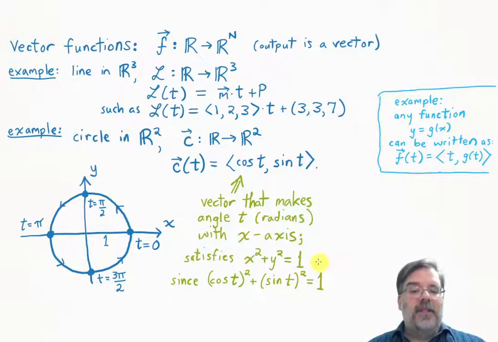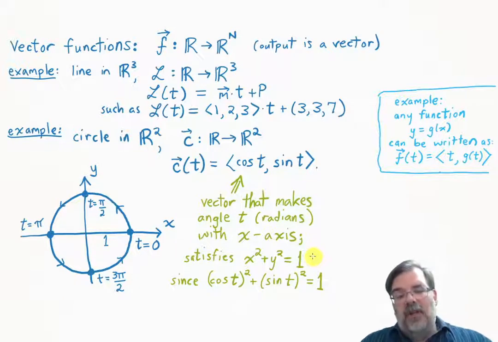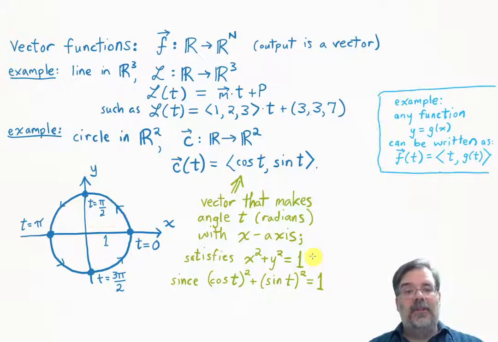Now, you might have first encountered the equation of a circle as the set of points that satisfy the equation x squared plus y squared equals 1. Right? And if x is cosine t and y is sine t, and we plug those values in here, cosine t quantity squared plus sine t quantity squared, there's a trigonometric identity that tells us cosine squared plus sine squared is equal to 1. So in other words, these points also satisfy this equation. Just a different way to think about a unit circle.